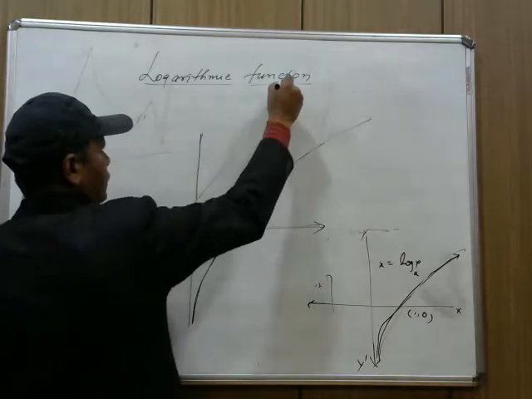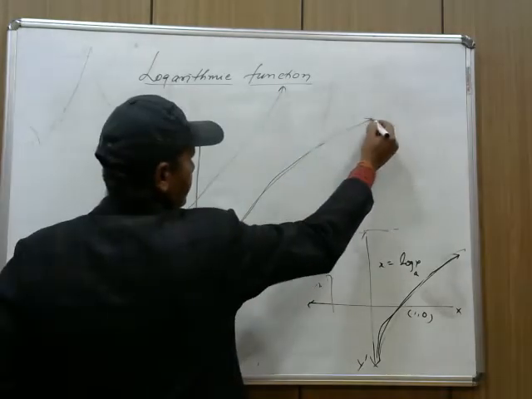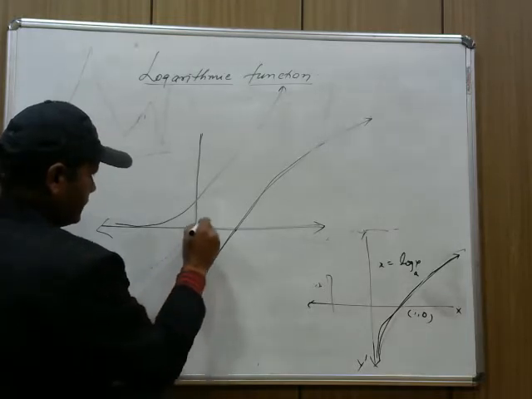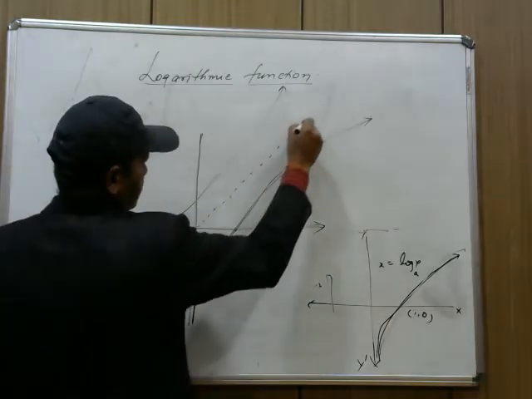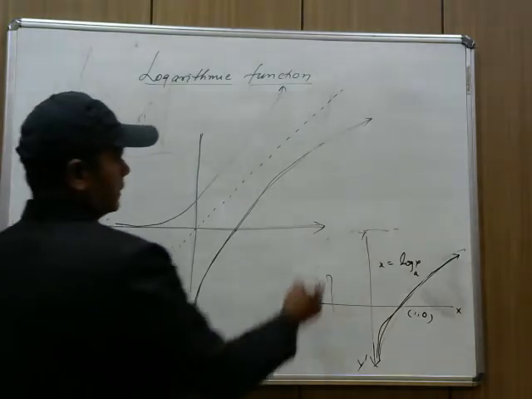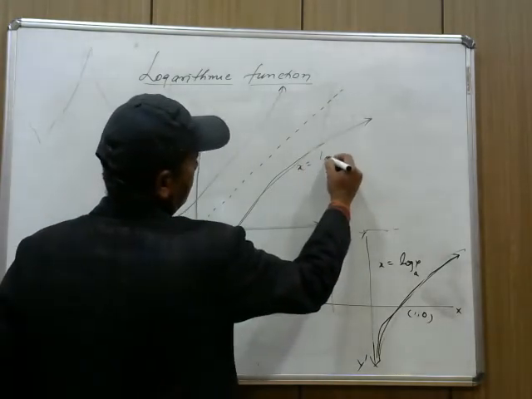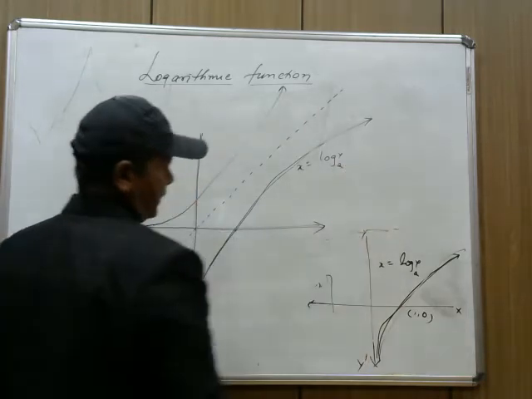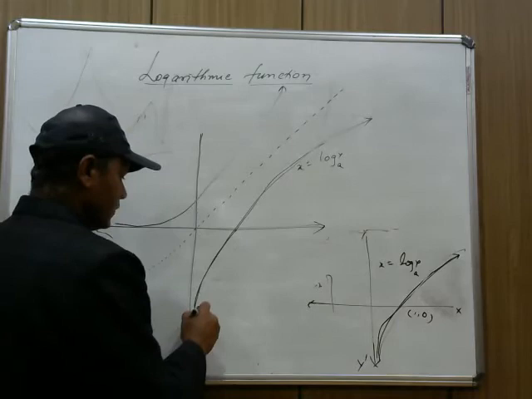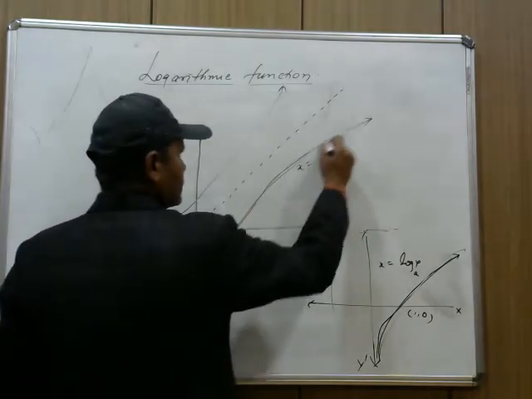Guess what I am drawing? Any guess? This is what? x is equal to log of y to the base a, or y is equal to log x, we can write it. That means this is a graph of log functions.